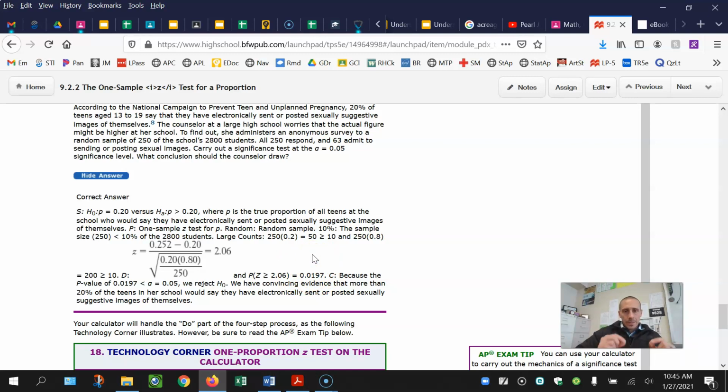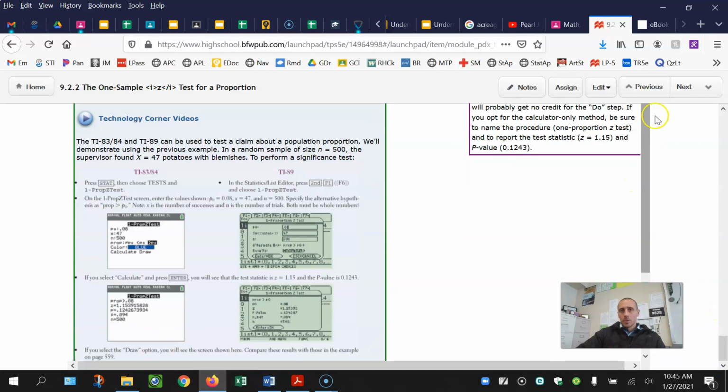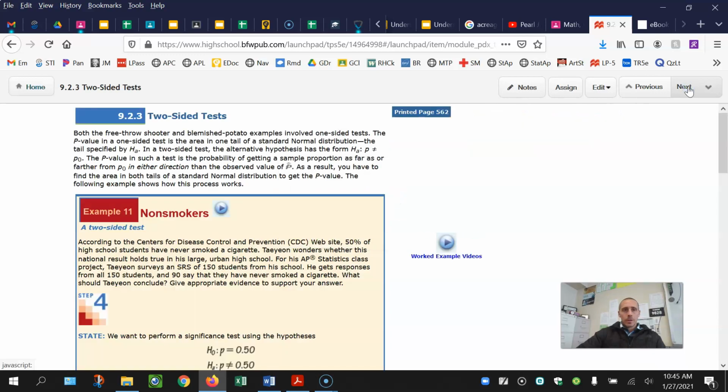That's your plan step. The conclude step, no. What I just mentioned was the do step. The conclude step is your p-value is less than alpha equals 0.05, you reject the null. That means we have convincing evidence for the alternative, that the true proportion of teens who send suggestive images is greater than 20%. So that's the 4-step process we're going to follow all the time. So just get comfortable with it. The more you can practice it, the better off you're going to be.